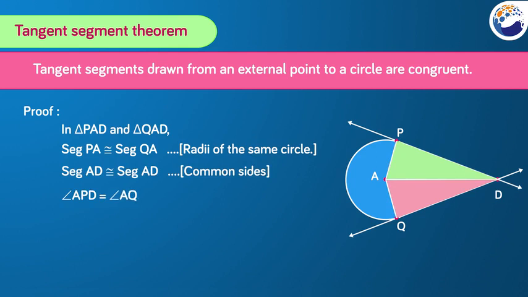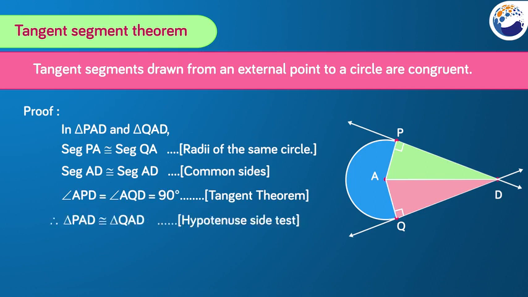Angle APD is equal to angle AQD is equal to 90 degrees, using the tangent theorem. Therefore, triangle PAD is congruent to triangle QAD by the hypotenuse side test. Therefore, segment DP is congruent to segment DQ.